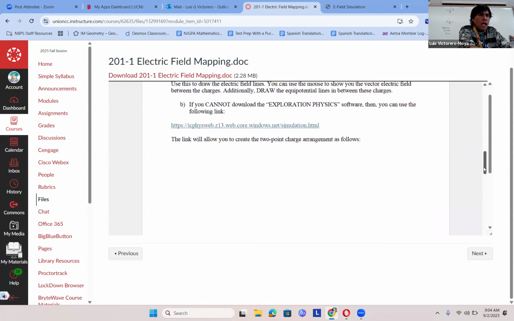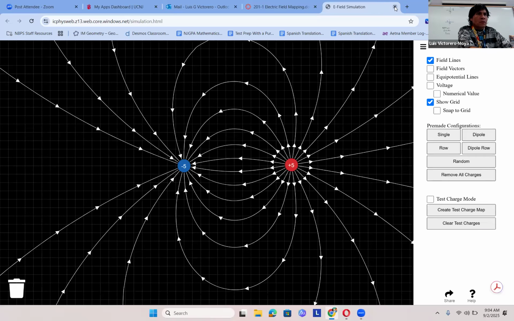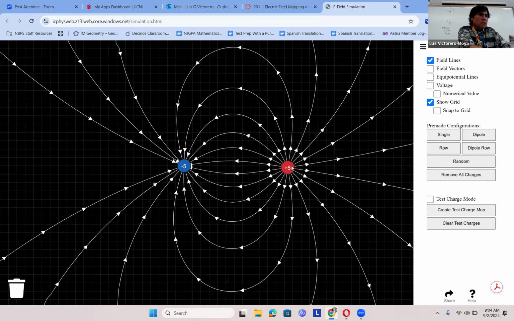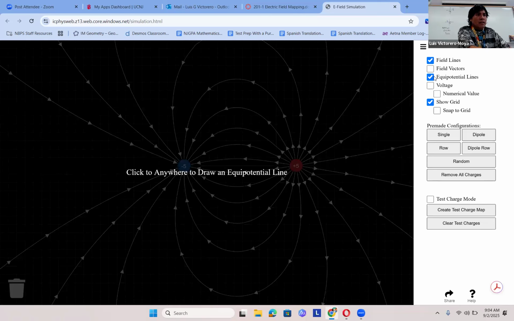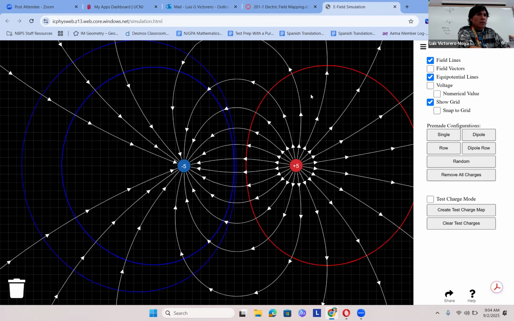For the software, if you don't have Exploration Physics, or if you don't want to use it, you click here and you want to open this. Well, let's actually do it from the very beginning. You click here, you can close this, and you have that. So basically what you can see theoretically in a textbook. What you can do here, though, is you can show grid, you can show the equipotential lines. For example, here, or here, here, here.